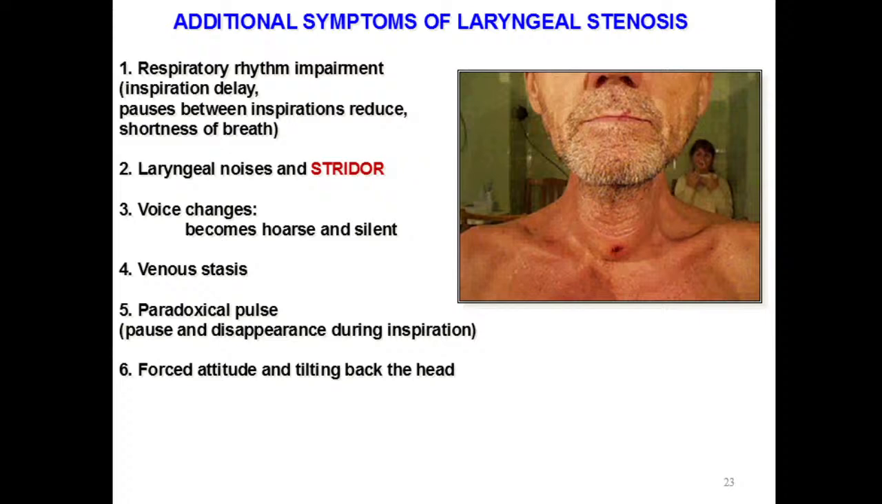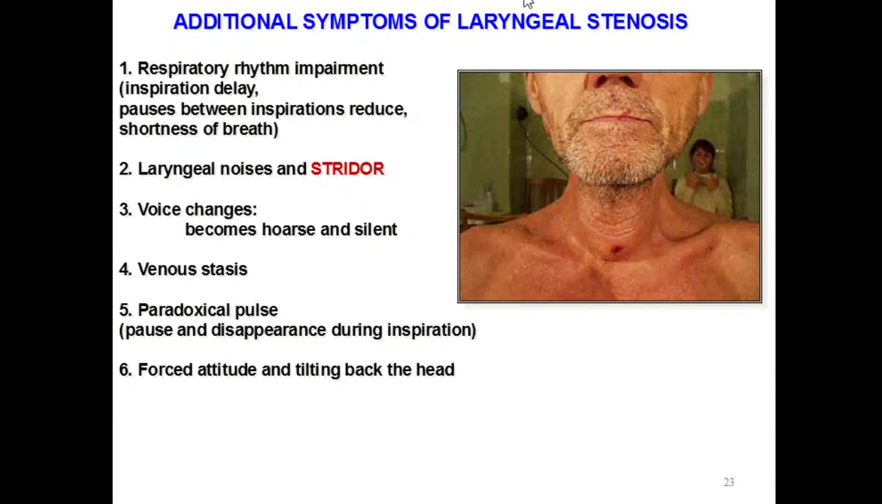And sometimes experienced doctors establish the diagnosis of laryngeal stenosis even without observation of patients and before observations, because the doctor can hear how a patient breathes, and it is quite a characteristic type of breathing, yeah, stridor.